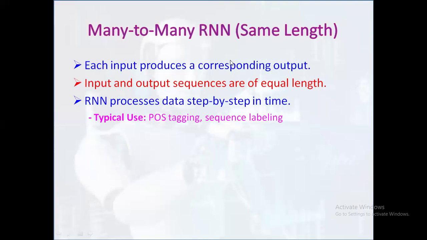In this model, every input element in the sequence has a corresponding output element. The input and output sequences are of equal length. That means the number of outputs matches the number of inputs, maintaining one-to-one alignment across the time steps. The RNN produces data step by step. It processes each input sequentially and generates the output at every time step.